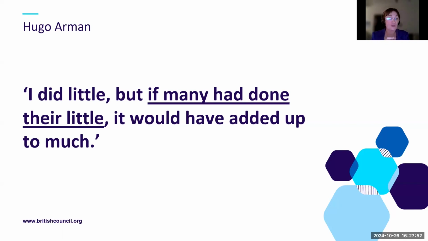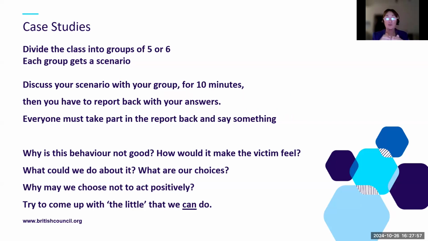So I divided them up into groups of 5 or 6, and I gave all of them a real life bullying scenario. And each group had to discuss this scenario and decide why the behavior was not good, what they could do about it, what the choices are, why they might not, and to try and come up with a little that they could do. And I told them that this was going to count for their impromptu oral mark. So each member of the group had to speak, even if it was only a sentence or two.